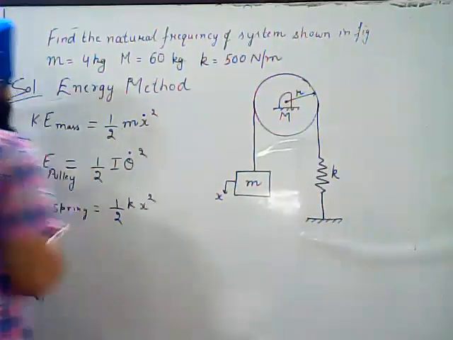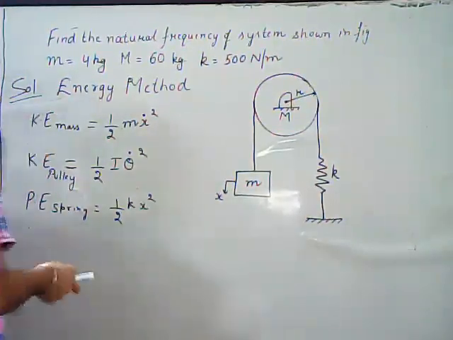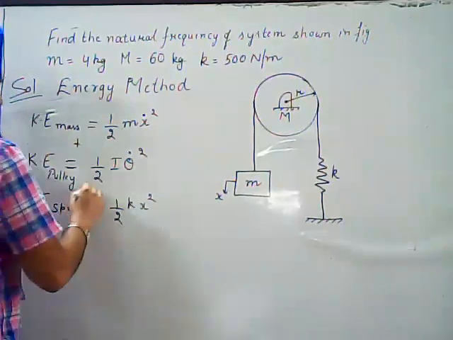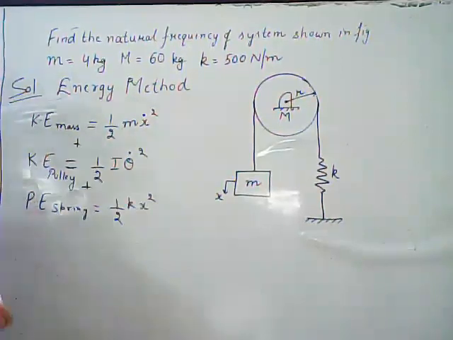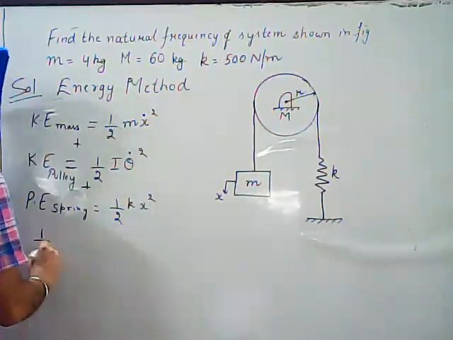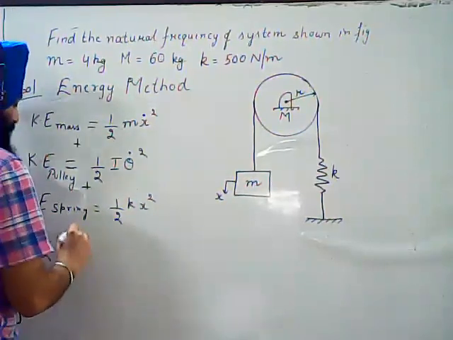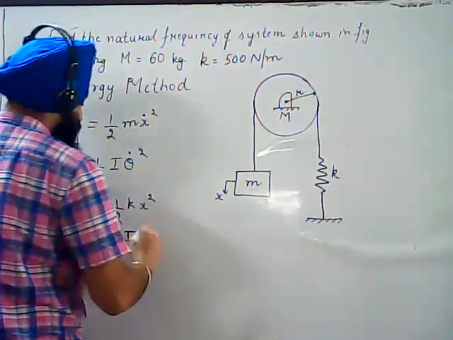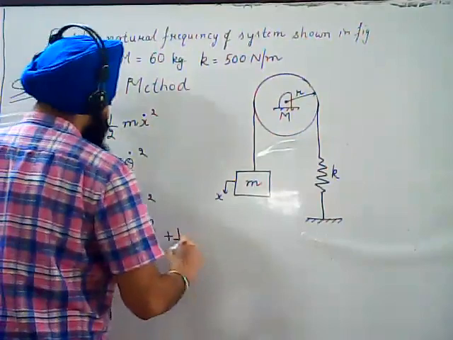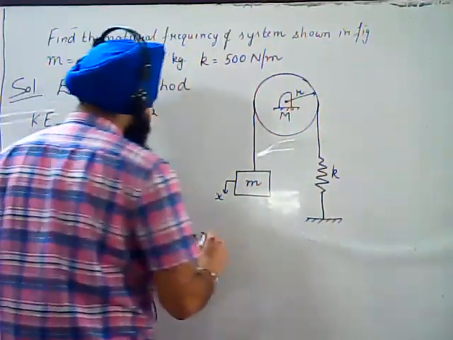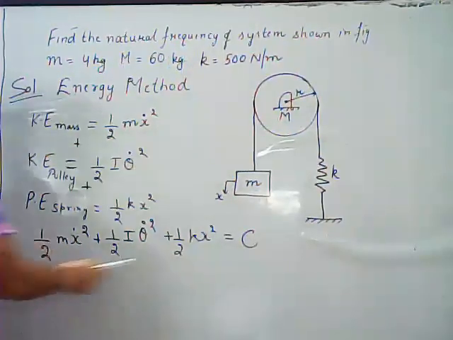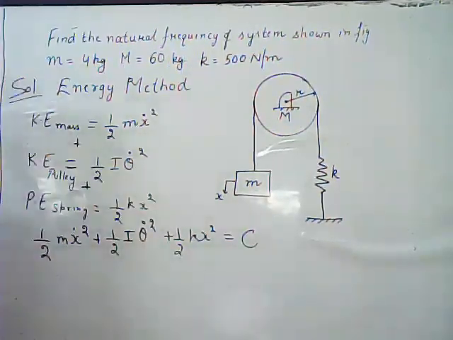So according to the energy method, the sum of energies will be constant. The sum of the kinetic energy of the mass, the kinetic energy of the pulley and the potential energy of the spring will be constant. So it will be half m into x dash square plus 1/2 into I into theta dash square plus 1/2 into K into x square. This will be constant.